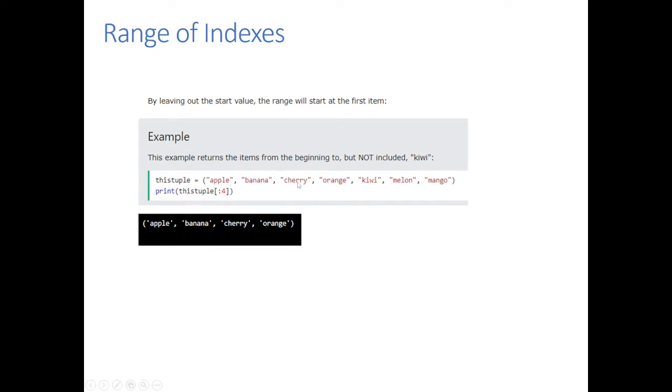So 0, 1, 2, 3, 4. Up to kiwi but not included. So the items will only be apple, banana, cherry, and orange. That's the output of this code.